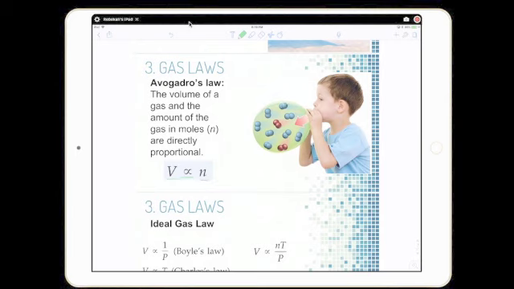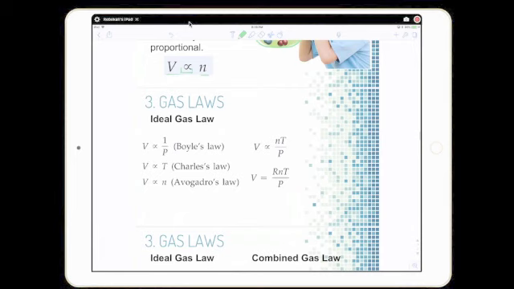If I increase the moles in this balloon, the volume's going to increase because I'm putting more gas in it. So that really makes sense. These are very common sense kind of things. Now here's all these laws. If we put them all together, we get this.